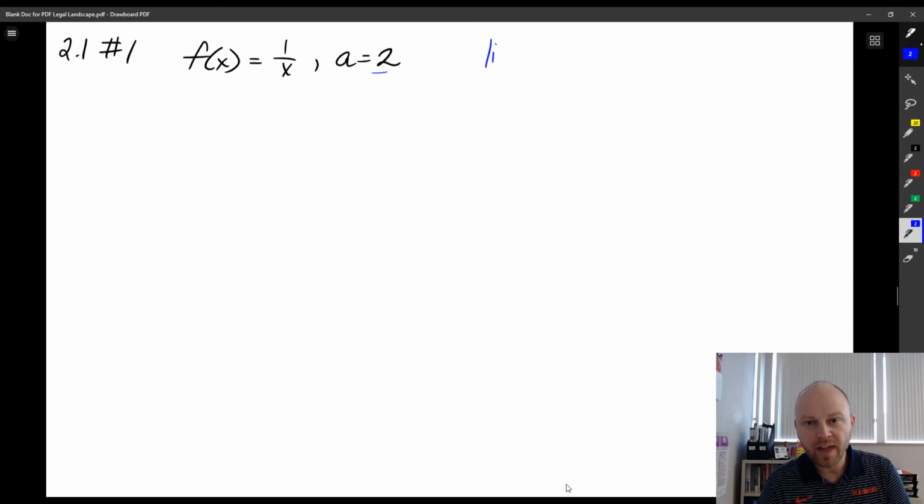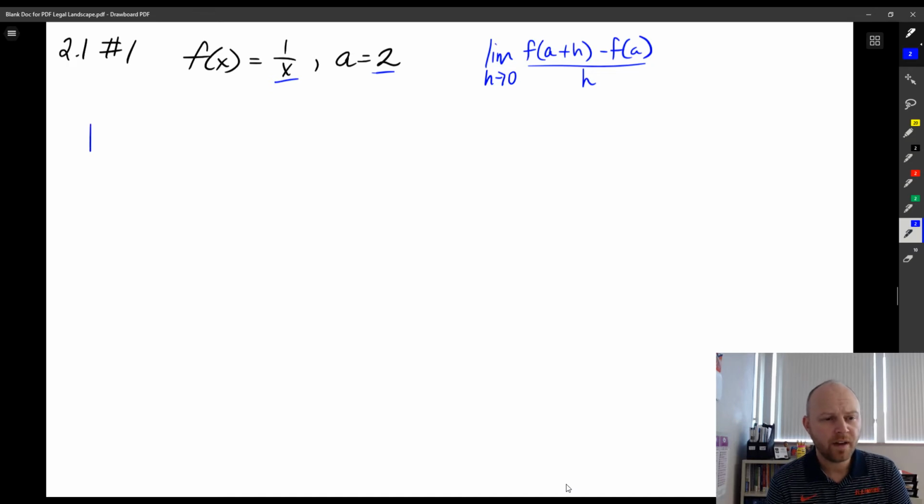So we want to remember that the limit definition of derivative goes like this. It's the limit as h approaches 0 of f of a plus h minus f of a all over h. So we're going to apply that to the function 1 over x and the a value of 2.